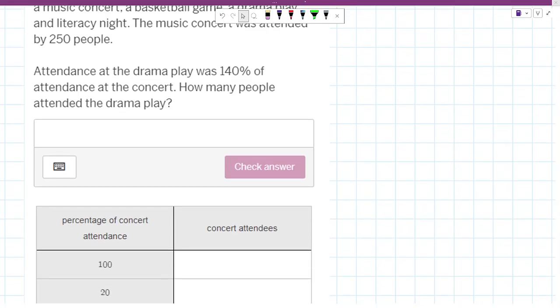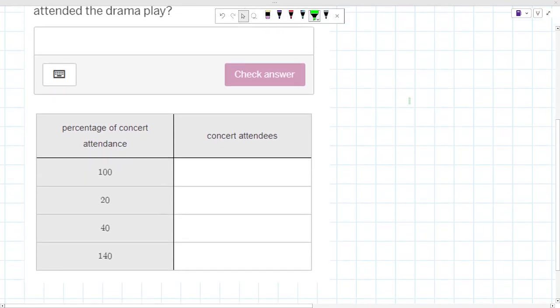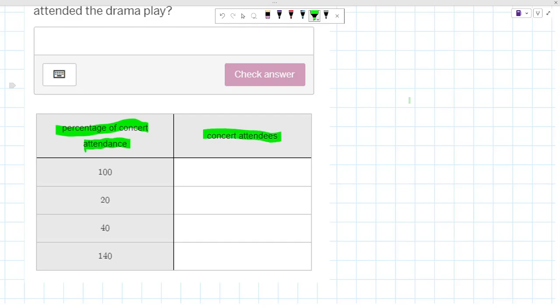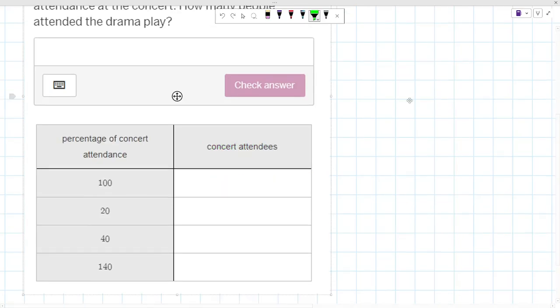So the first thing I want you to do, if you haven't already done this, is copy this table down. Pause the video, copy it down on your whiteboard or paper. Now I'm just going to point out a few things about the table. In the left-hand column, we see some percentage of concert attendance. And in the right column, we're going to put the number of people that would be. So for instance, in this first row right here, we're going to figure out what would be 100% of the concert attendees. That would be everyone that attended the concert.